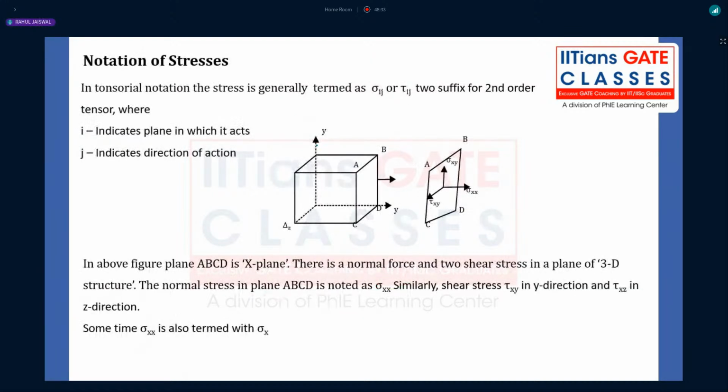Now, coming to the notation of these stresses. Some of you might be thinking, why do we need only two notations? Why do we denote it by sigma ij only? Why not ijk? Tell me, guys. Only two subscripts are required. One will be indicating the plane, one will be indicating the direction. Anybody know the reasons?